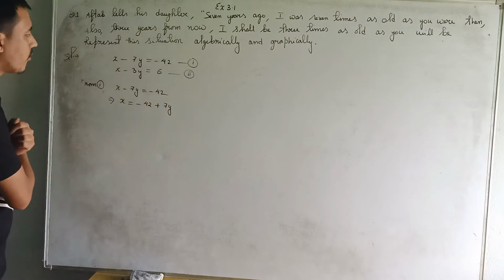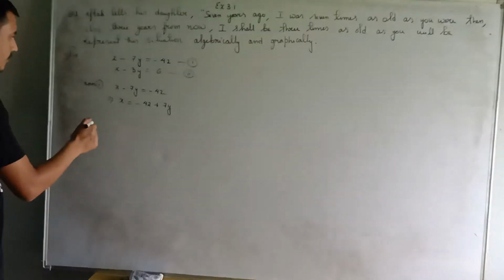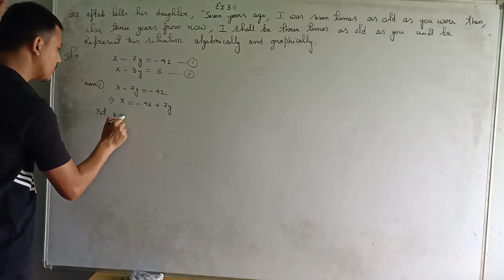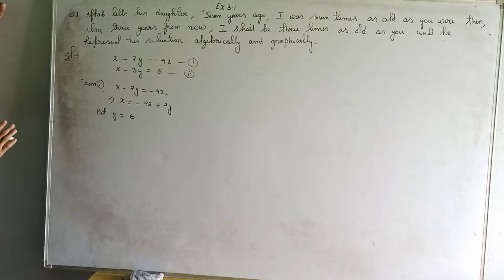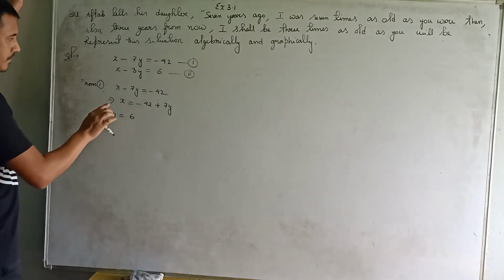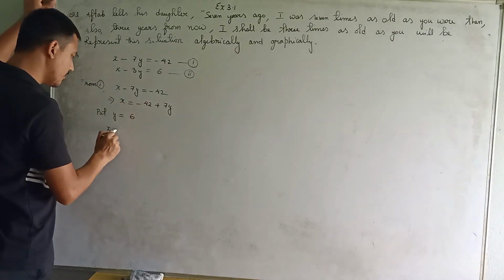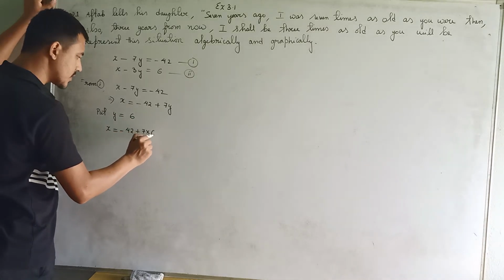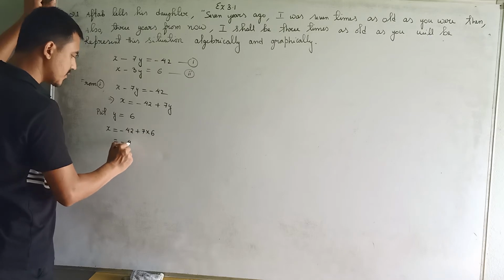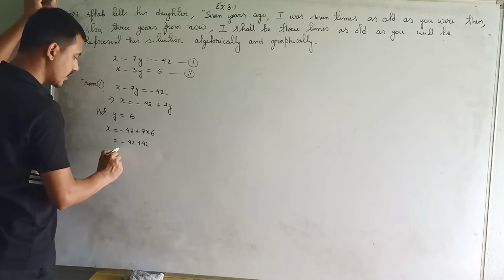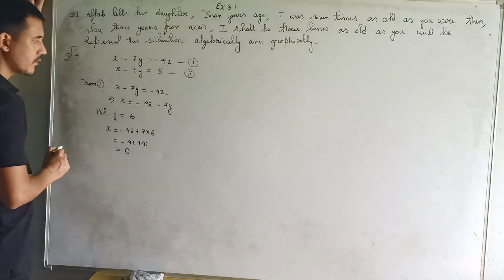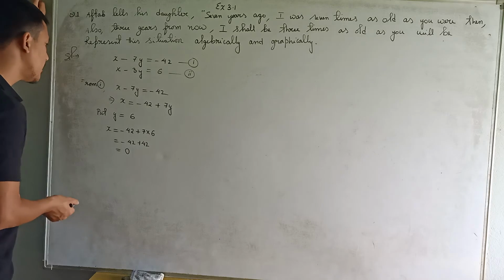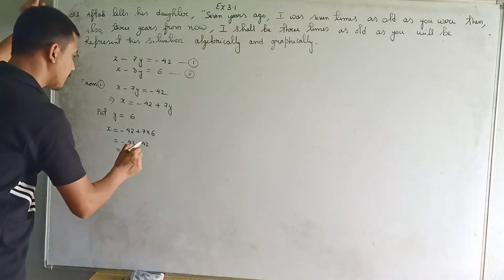So what value of y do you prefer here? Suppose I substitute y is equal to 6. Then your x will be equal to minus 42 plus 7 into 6. Minus 42 plus 42, that gives you 0. Is it okay? So the first value of x and y has been obtained.